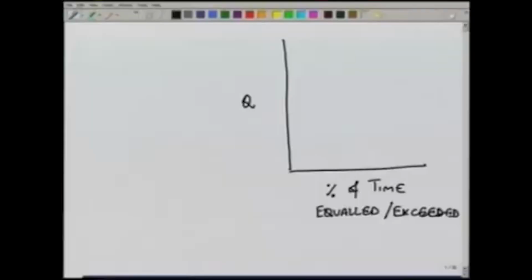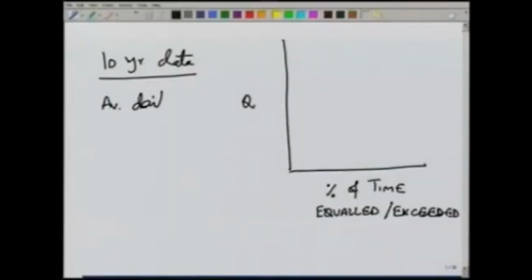So, if we take let us say daily discharge and we want to find out average daily discharge, suppose we have a 10-year data. We can pick up a certain date, for example, 1st January, and find out what is the average discharge on that day over this period of 10 years. So, that will give us an average daily flow. Or if we want to go for let us say weekly flow, we say in the first week of the year, what is the average over all these 10 years.